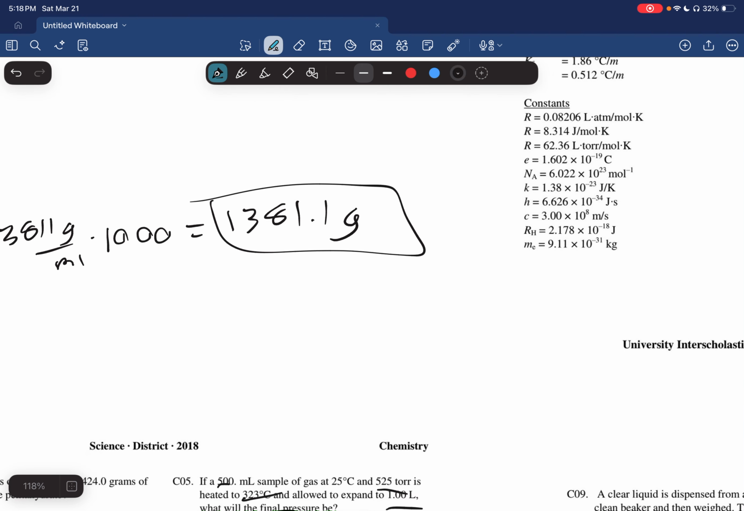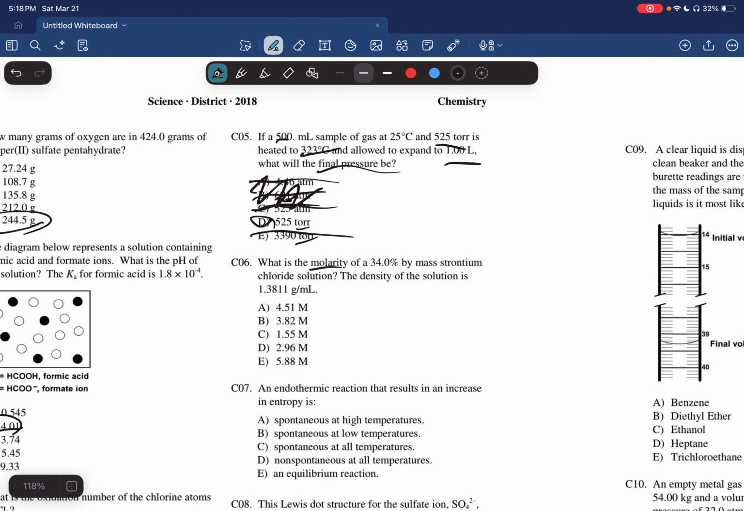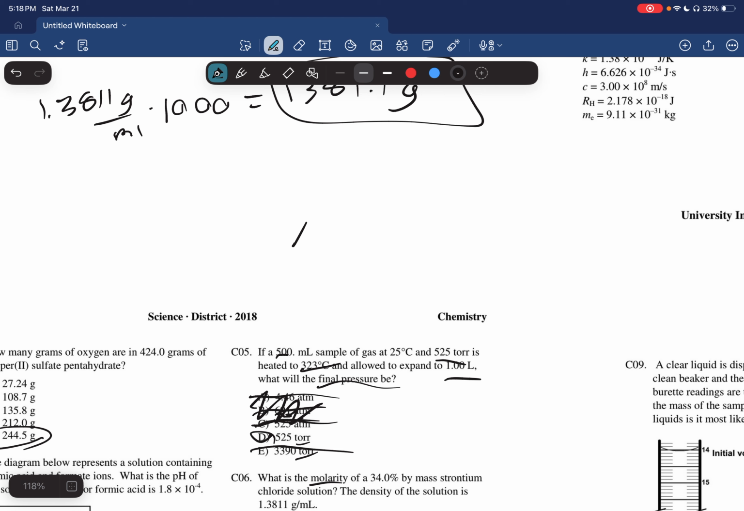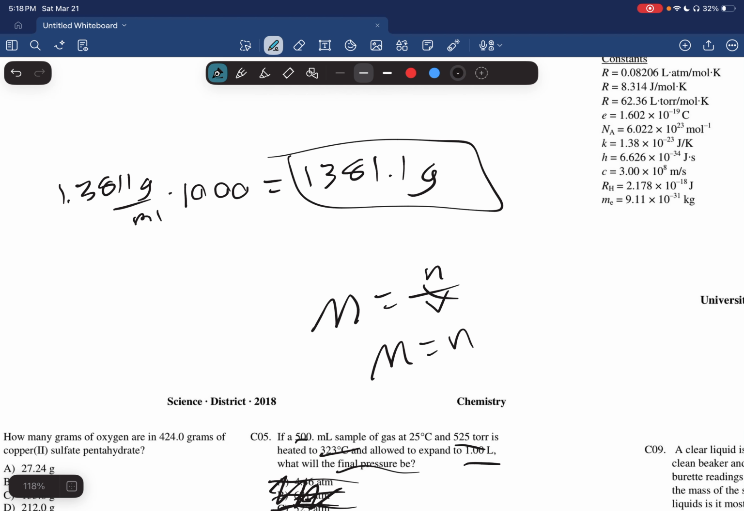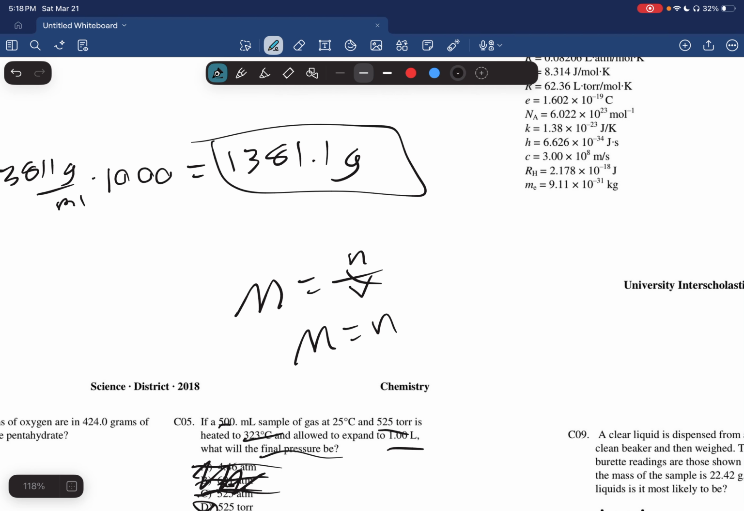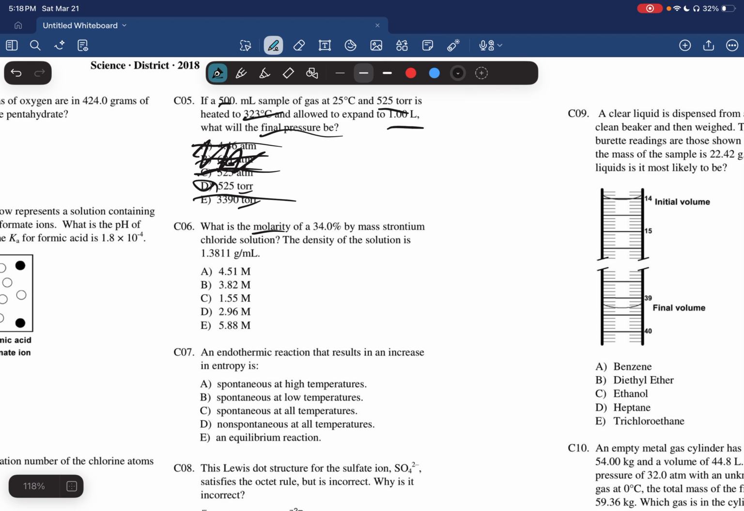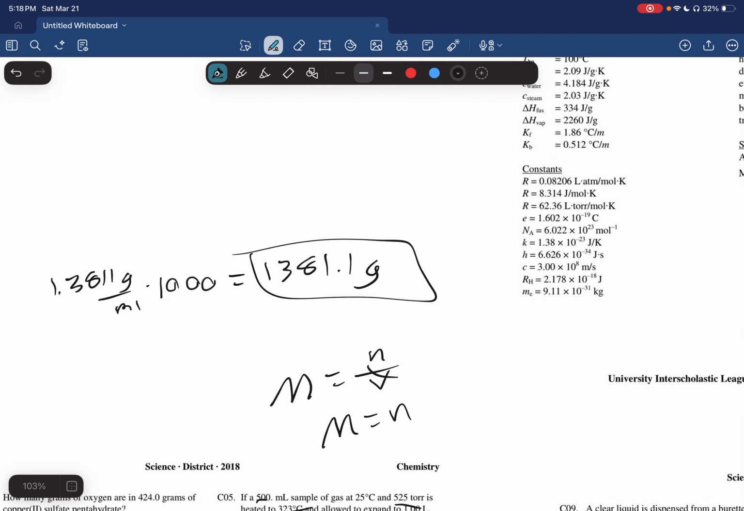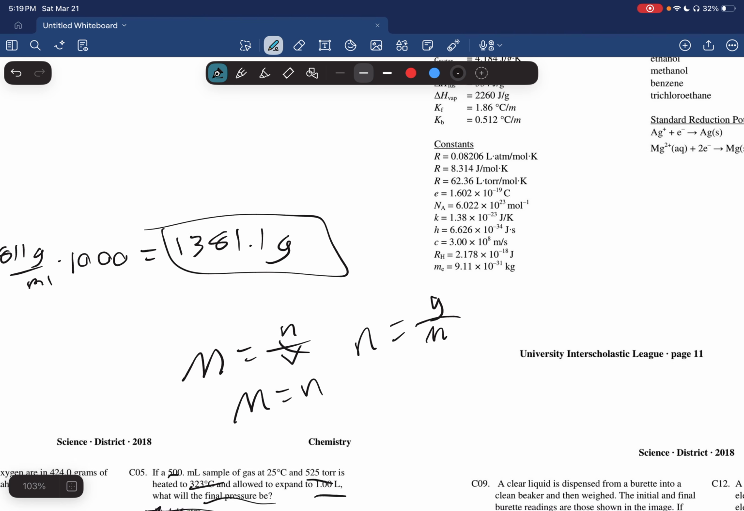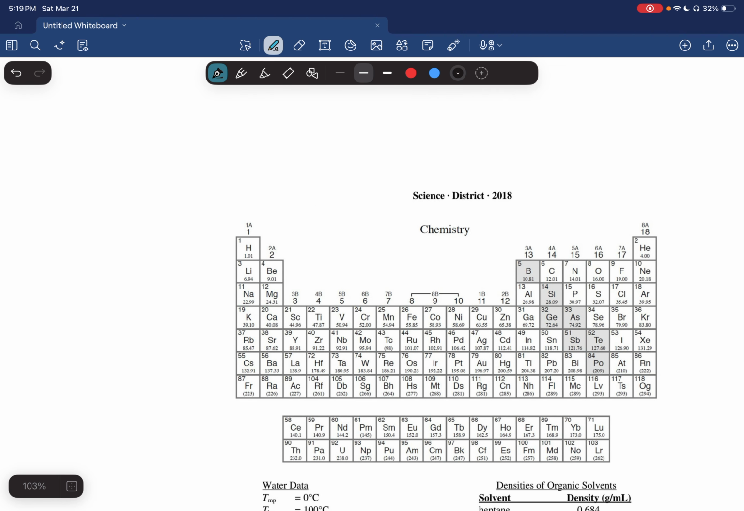And so now we need to find the molarity of strontium chloride. Molarity is the number of moles over your volume. But if you remember, we set our volume equal to just 1 liter, so that goes away. So our molarity is just equal to the amount of moles we have in solution. Really, all we need to find is how many moles of strontium chloride we have. So we need the molar mass of strontium chloride, because moles equals grams over molar mass, and we have our grams here.